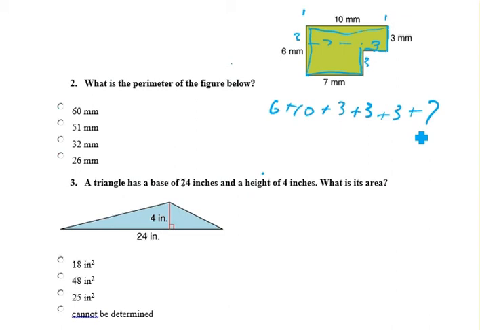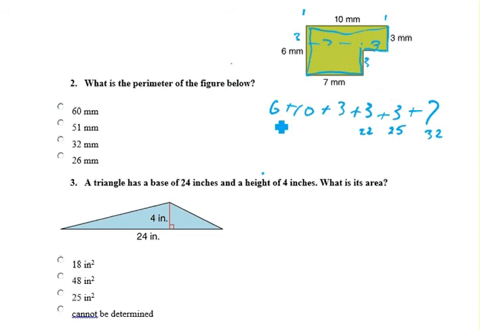And 3 and 7 is 10. 10 and 10 is 20. Whoops, I lost track. I'm just going to add them straight across. 6 plus 10 is 16, plus 3 is 19, plus 3 is 22, plus 3 is 25, plus 7 is 32. 32, and it's going to be millimeters.